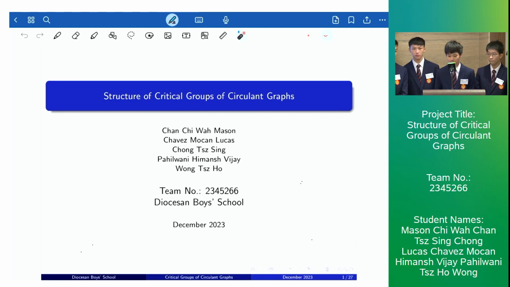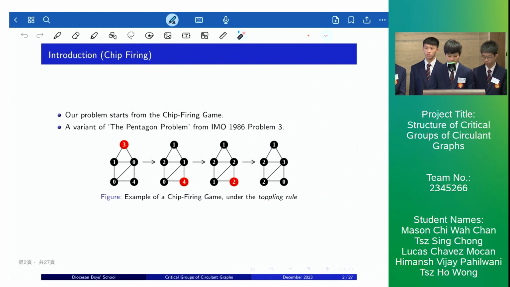Our research topic is on the structure of critical groups of circulant graphs. The inspiration for this project comes from the chip firing game. We came across this while we were studying Problem 3 in IMO 1986, also known as the Pentagon problem. Putting the problem aside, we find the chip firing game, a variant of the problem, very interesting.